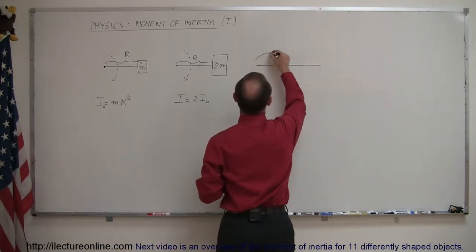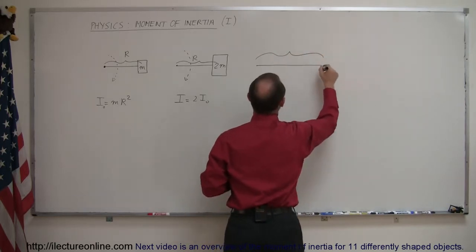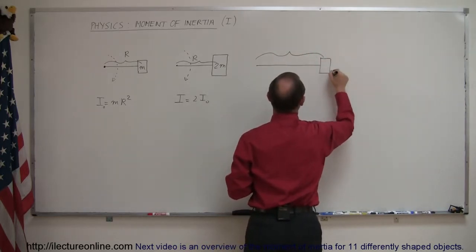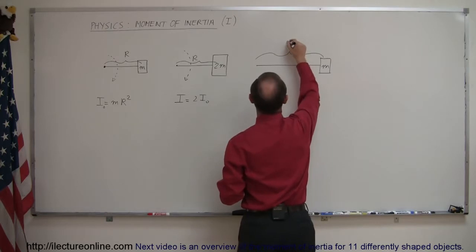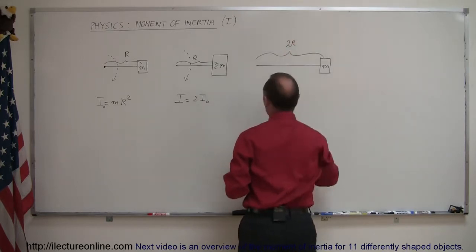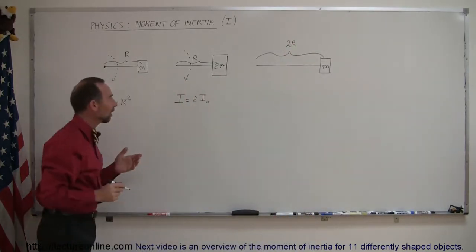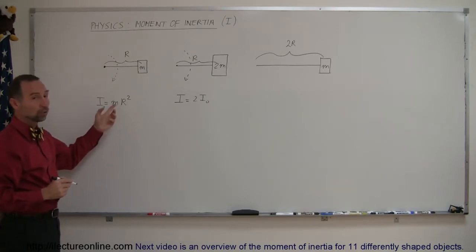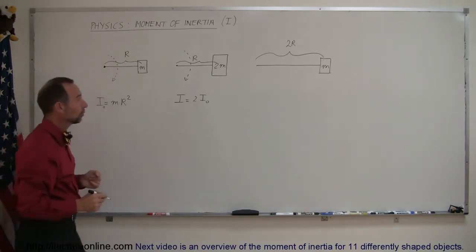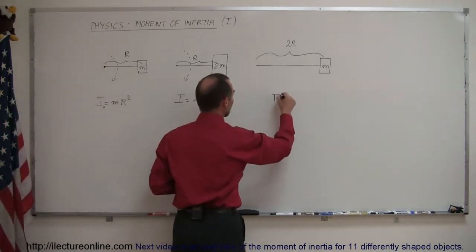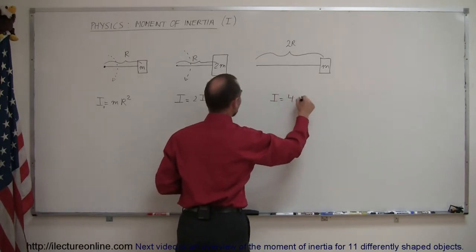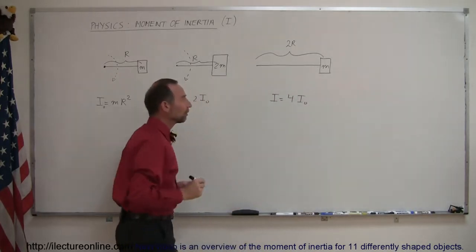But on the other hand, if I had the same mass, but now I make the distance twice as long as before, and I use the same mass at the end here, so now r is 2r. How would that change the moment of inertia this time? Well, since r is squared, 2r squared is 4r squared, so then we can say that the moment of inertia here, I, is equal to 4 times the original moment of inertia.